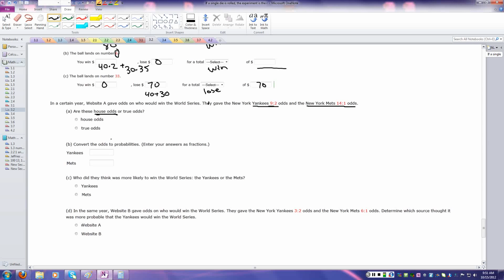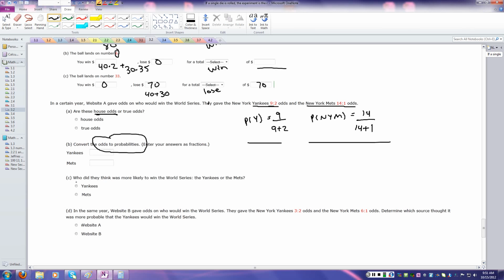So convert the odds to probabilities. So we're given odds, we want probabilities. So for the probability for the Yankees, that's 9 over 9 plus 2. And the probability of the New York Mets is going to be 14 over 14 plus 1. So hopefully this makes sense from what we talked about before, going from odds to probabilities.